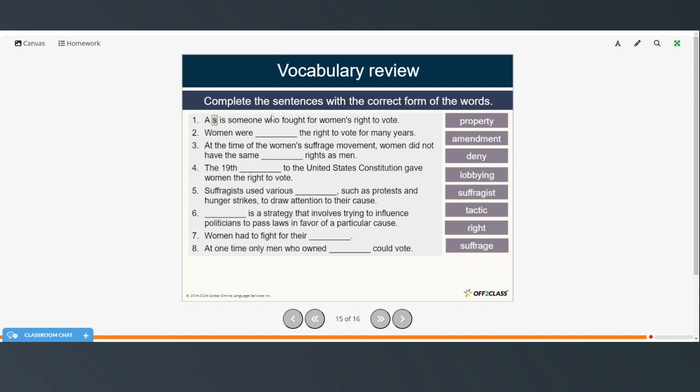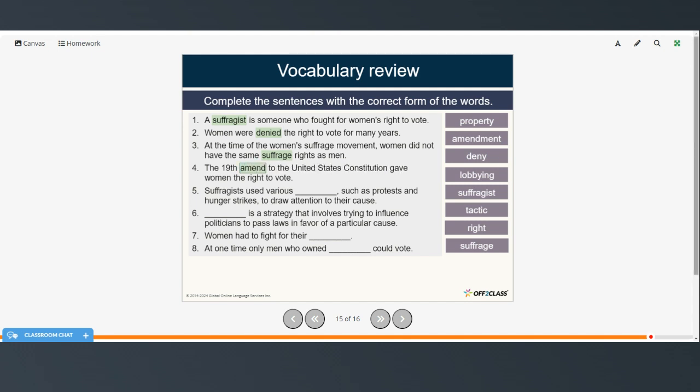Okay, number 1, a suffragist is someone who fought for women's right to vote. Women were denied the right to vote for many years. At the time of the women's suffrage movement, women did not have the same suffrage rights as men.